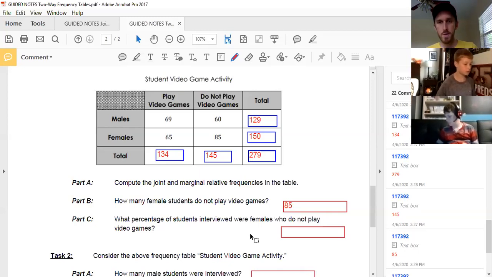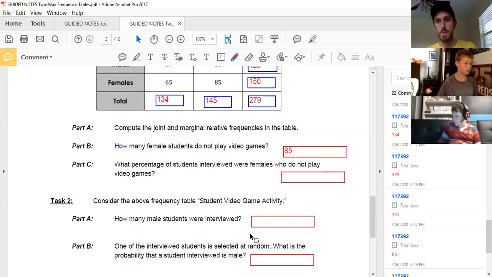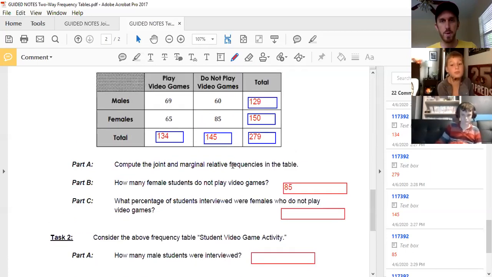Okay, now we're going to get into something that is sort of a teaser question for the next lesson. What percentage of students interviewed were females who do not play video games? I know that the number of females that don't play video games is 85, right? But how am I going to figure out the percentage?